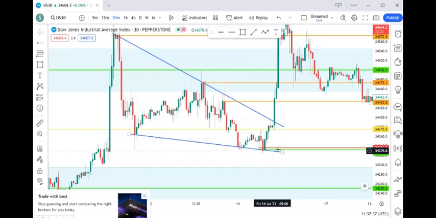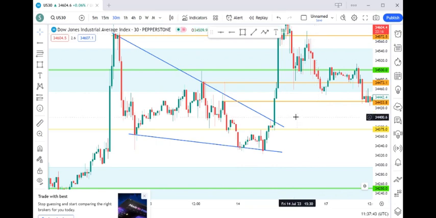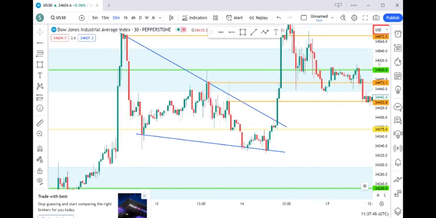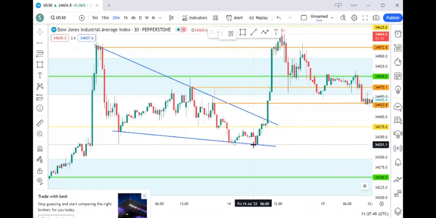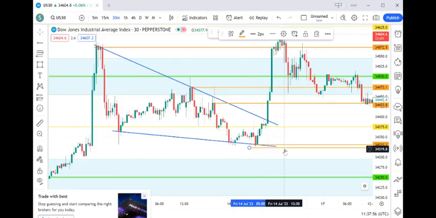A normal trader, these YouTube traders and how you're taught to trade by these scammers online on Instagram, they teach you to enter the market here and put stop loss here below entry, and the market makers know this. They're going to take your money.